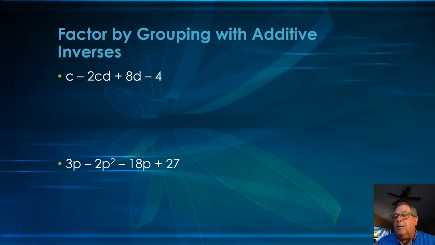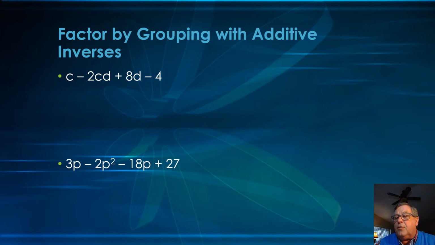We're going to look at a couple more polynomials with 4 terms that we're going to factor by grouping. But this time we have to go through a little thought process as to how we can end up with a common factor. One of the ways that we can do that is something called an additive inverse.